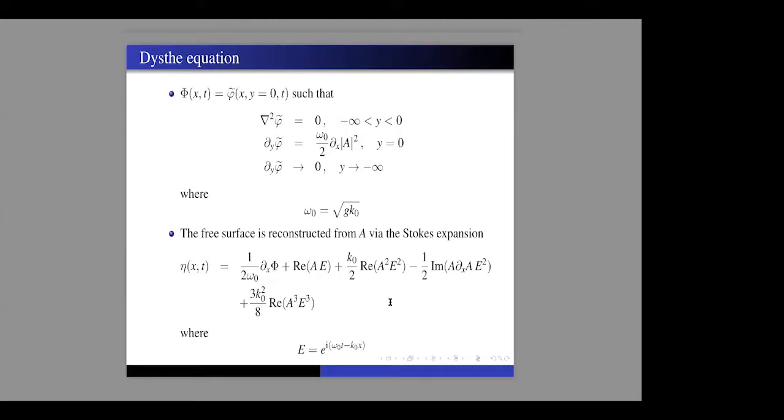And so the thing is that to be consistent with the level of accuracy of the Dysthe equations, you need to keep more than one term in that Stokes expansion. So usually you need to keep contributions from up to the third harmonics, hence this E cube here.